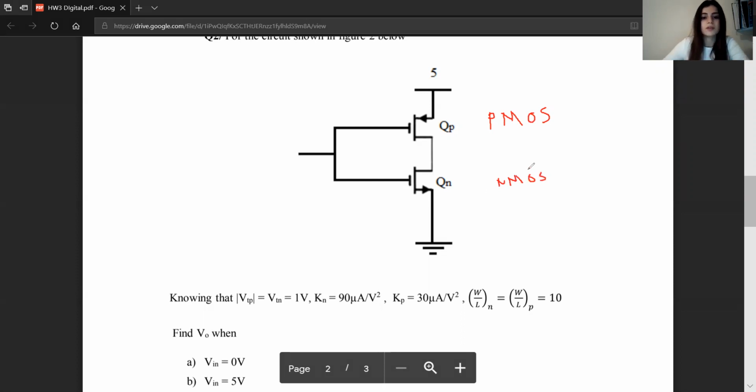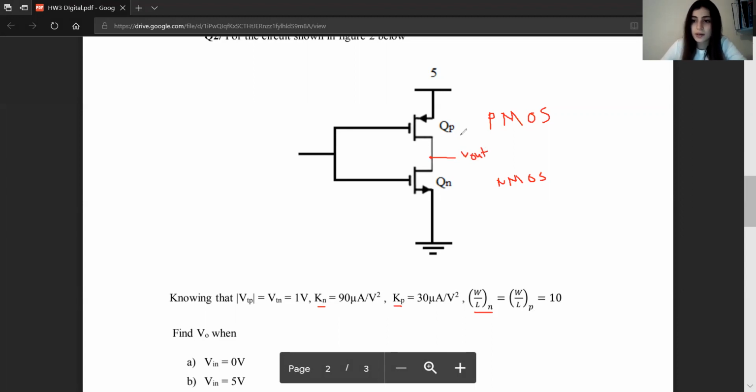So knowing that the absolute value of V threshold P is equal to V threshold N, and they're both equal to 1 volt, we have the values of Kn and Kp. Also, the values of W over L for N and W over L for P, and they're equal to 10. We need to find V output when V input is equal to 0 volts. So V output is right here.